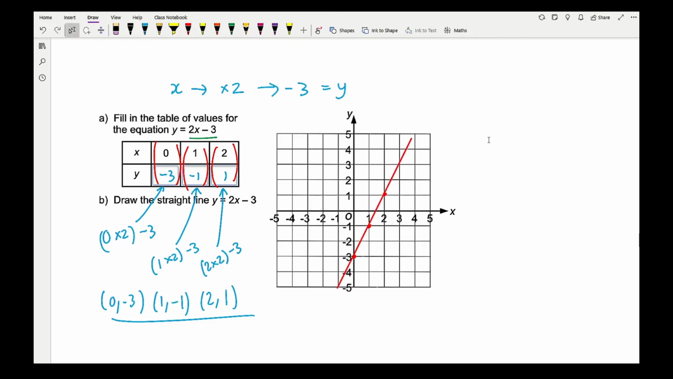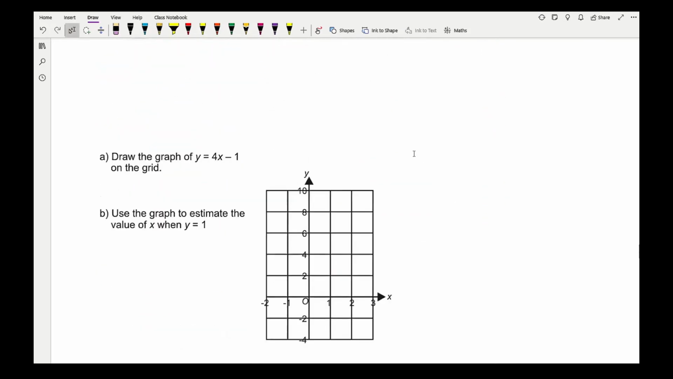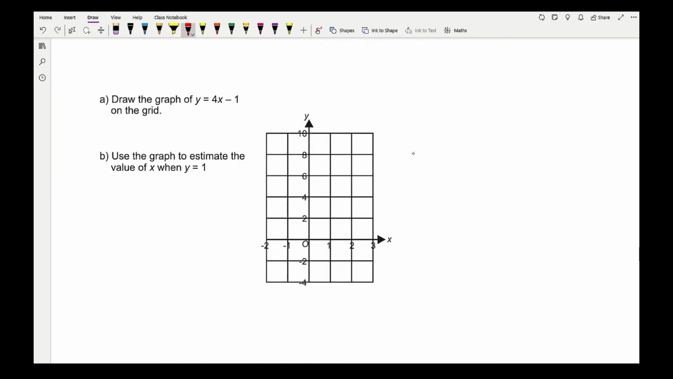And again, just checking, we've got a positive gradient and it crosses through minus 3. So again, that's looking all good. Moving on to another question. Here we haven't got a table of values, so we actually need to do this ourselves. So starting off, I'm doing it over here.